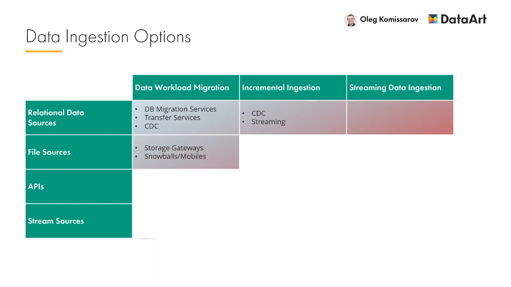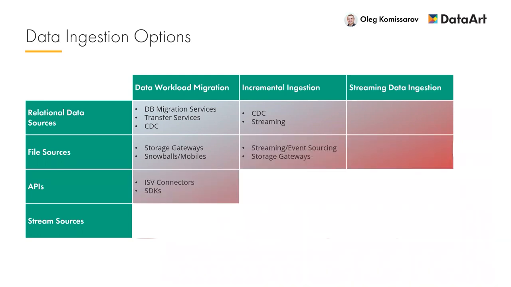In minutes and hours, you can start moving your data from relational sources to the data lake. If you are looking to move your file sources to the cloud, you will be looking at storage gateways, or you may even consider more exotic solutions like Snowmobiles and Snowballs. These are physical devices that you can order to your data centers. And then the cloud data provider, after you upload data from your data center to this device, moves it to their data center and uploads your data to the cloud.